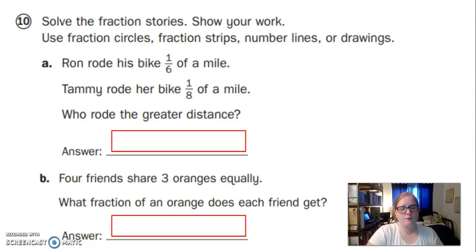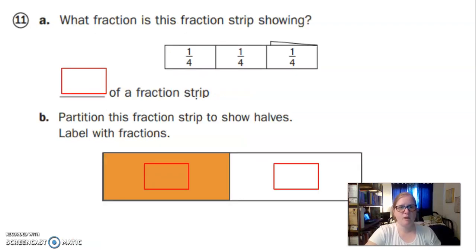B. 4 friends share 3 oranges equally. What fraction of an orange does each friend get? And so your answer should be a fraction. What fraction is the fraction strip showing? Blank of a fraction strip. Partition this fraction strip to show halves and label with fractions. So this has already been partitioned and shaded in. So all you are doing is labeling the fractions that each portion represents.